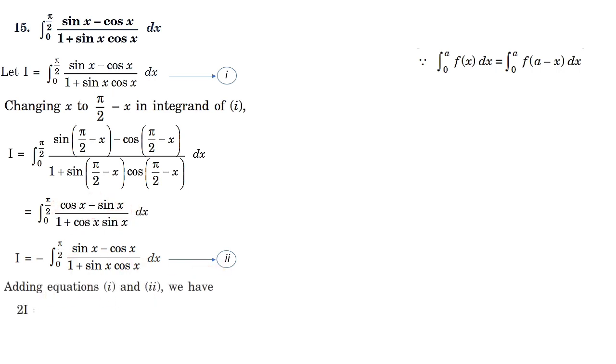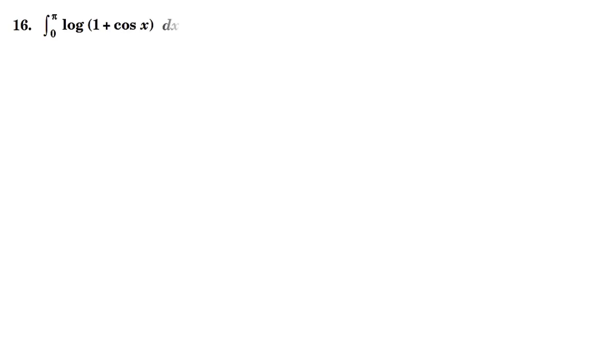As before, add equation number 1 and 2. 2I is equal to, as you can see, in equation number 1, the integral from 0 to pi by 2 of (sin x minus cos x) by (1 plus sin x cos x) dx, and in equation number 2, minus the integral from 0 to pi by 2 of (sin x minus cos x) by (1 plus sin x cos x). Same quantity with opposite signs. Directly we can write it as 0. So 2I is equal to 0, then I is equal to 0. This is the answer. Next we shall discuss the 16th question.